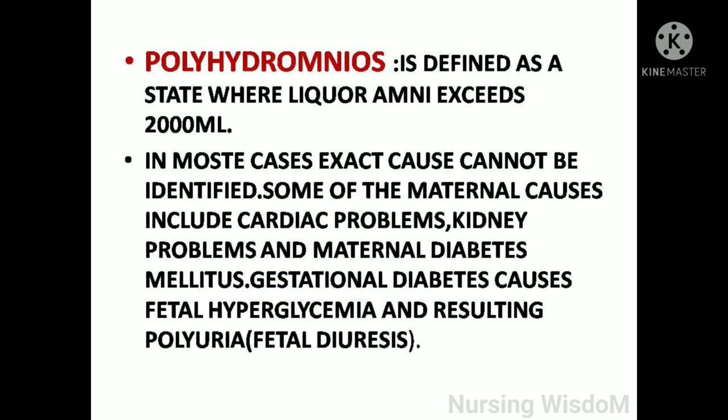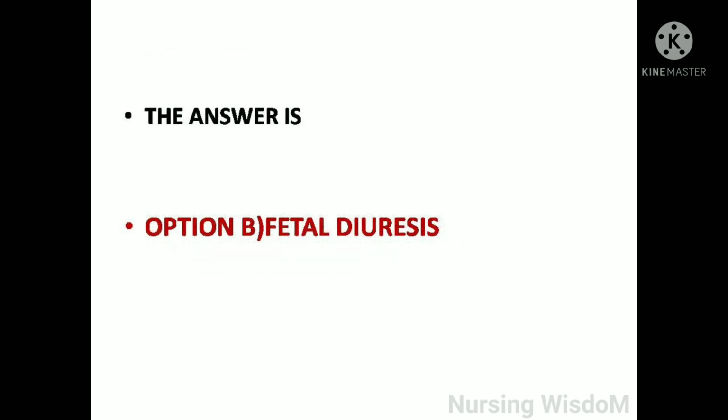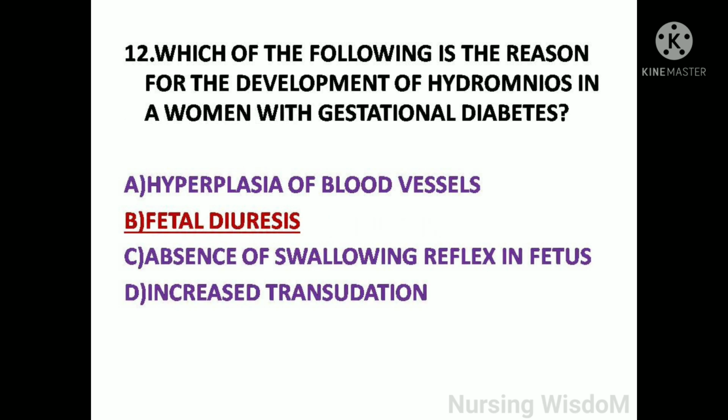Polyhydramnios is defined as a state where liquor amnii exceeds 2000 ml. In most cases, the exact cause cannot be identified. Some of the maternal causes include cardiac problems, kidney problems, and maternal diabetes mellitus. Gestational diabetes causes fetal hyperglycemia and resulting polyuria, that means fetal diuresis. So here the answer is option B, fetal diuresis.